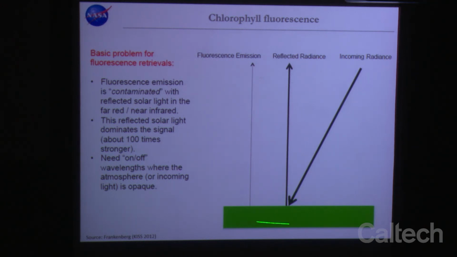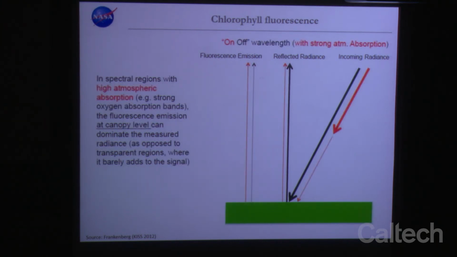But out in the natural environment, it becomes more difficult because you have incoming radiation from the sun that interacts with the medium, and then you get your reflected radiance, but you get this fluorescent emission, which is very, very small relative to the amplitude of what's coming out from the reflected radiance. So what you have to do is go to portions of the spectrum where the atmosphere absorbs a lot of the optical signal, so you're left over with the fluorescent emission to try to get that.